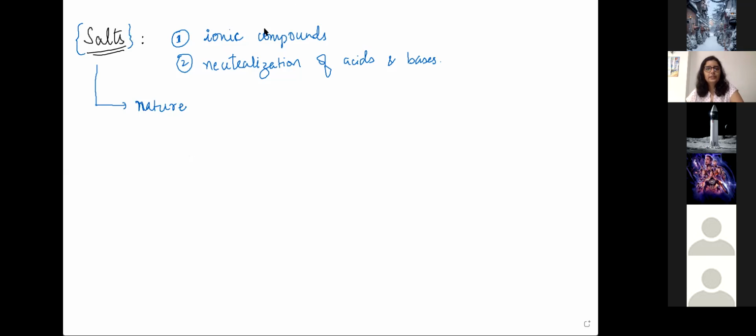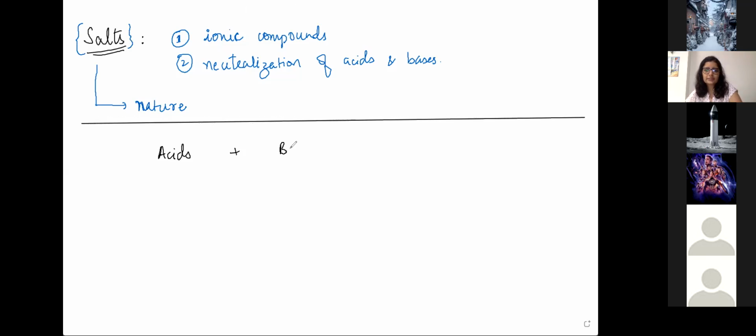So there are 3 different types of salts. Salts are basically formed by the reaction of acids and bases. So acids plus bases neutralize to give salt plus water, right? What type of salt you get will depend on what type of acid and base you are using to produce that salt. So the 3 types of salts are, one is a neutral salt. This is like your table salt. They are neutral, pH 7. And then you have something called acidic salts and basic salts.